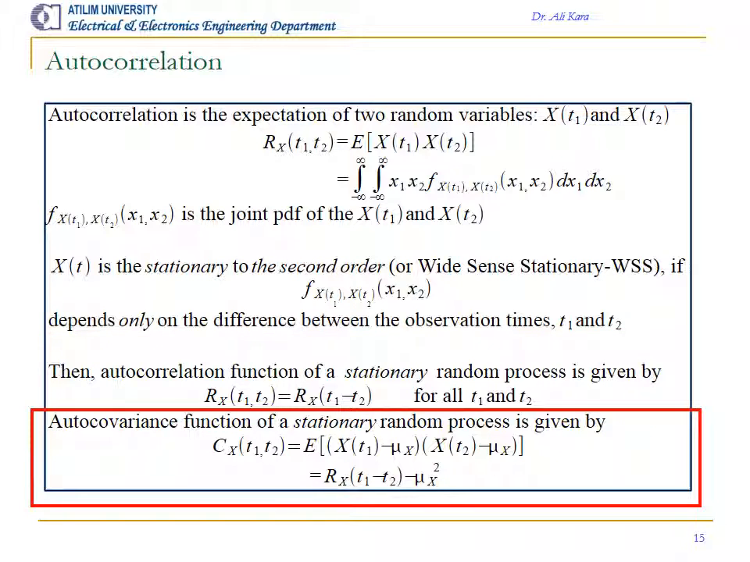Autocovariance function of a stationary random process is given by C x of t1 and t2, the expectation of x t1 minus mu x times x t2 minus mu x, which is R x of t1 minus t2 minus mu x squared.